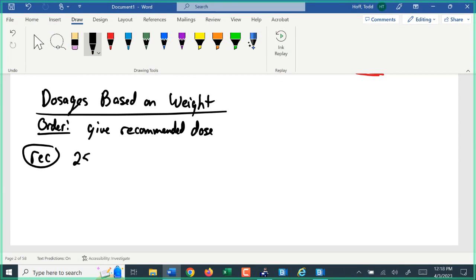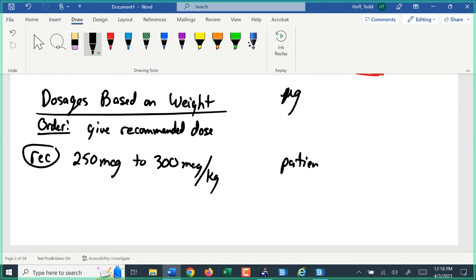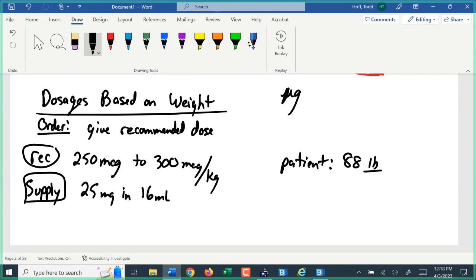And it says to give 250 mcg. Now remember, that is micrograms. That's the medical way of writing micro instead of using UG for micrograms. So 250 micrograms to 300 micrograms per kilogram. And we have a patient that weighs 88 pounds. And our label on our supply says that it is constituted at 25 milligrams in 16 milliliters.